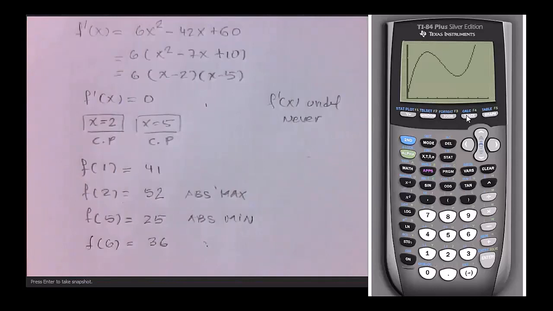You see that what we found matches the graph that we get in the graphing calculator. The absolute minimum happens at 5. 1, 2, 3, 4, 5. Here we have the absolute minimum. And the absolute maximum happens at 2. 1, 2. Here you have your absolute maximum.